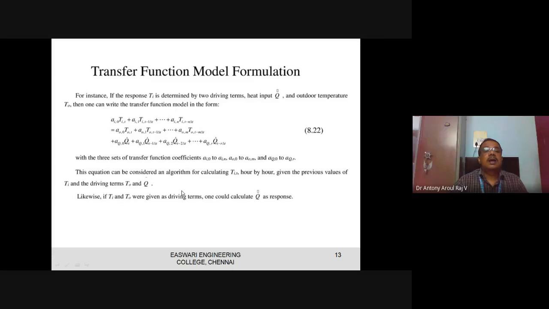Okay, so that means for three sets: for indoor temperature, 24 coefficients and 24 temperatures; for outdoor temperature, 24 coefficients and 24 temperatures. Similarly, for outdoor heat input, 24 coefficients and 24 temperatures. Now from this, you can calculate whatever you want, the temperature you want, at any instant. So that is the principle of superimposition.